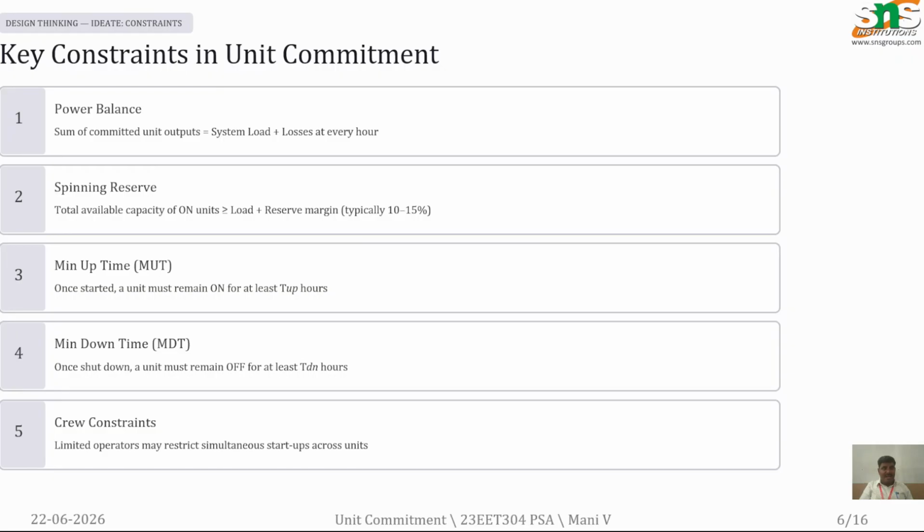First, power balance. The total generation from all the committed units must equal the system load plus the losses and the spinning reserve. The total available capacity of the units that are on must be greater than the load, because we have to ensure the spinning reserve, typically around 10 to 15% of total demand. Minimum uptime: once started, a unit must remain on for at least some hours, to ensure economical scheduling. Minimum downtime: once shut down, a unit must remain off for at least some hours. And crew constraint: limited operators may restrict simultaneous startups across the units.